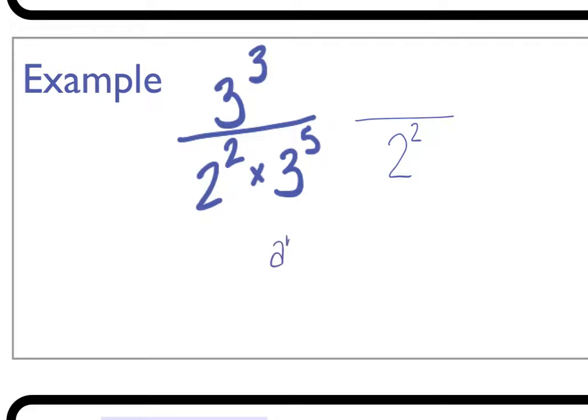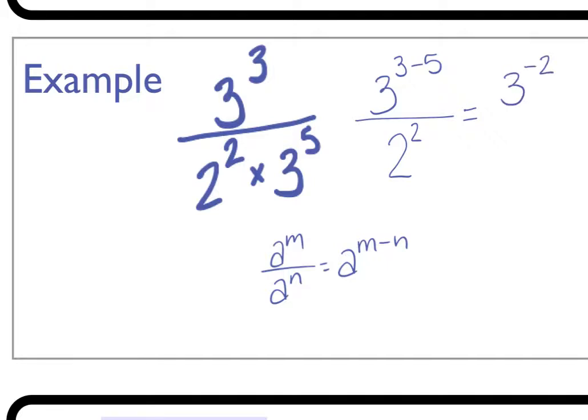Just as a little reminder, a to the m over a to the n is equal to a to the m minus n. This does not have a denominator, which means it does end up in the numerator. So you don't have to think about it too much. It will always be there. And then you have 3 minus 5. Remember to always go from the order that it is, top to bottom, or left to right, depending on how it's written. 3 minus 5. Get your number line or your rules out. It's negative 2. And then we have 2 squared at the bottom. So this is as far as you would get with this example at the moment.